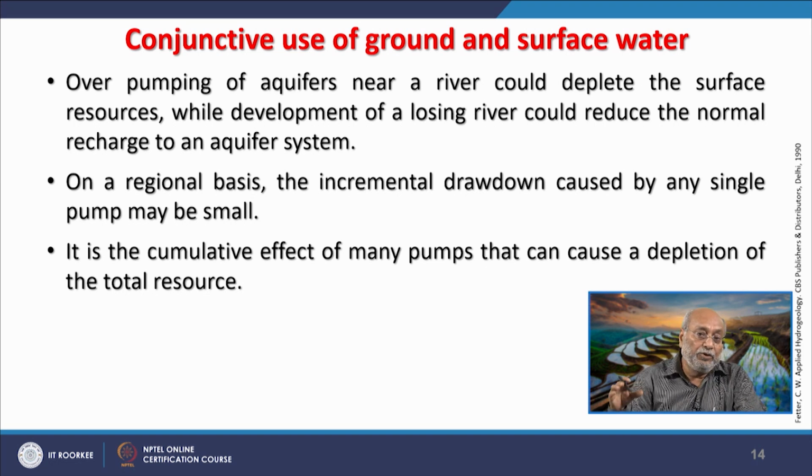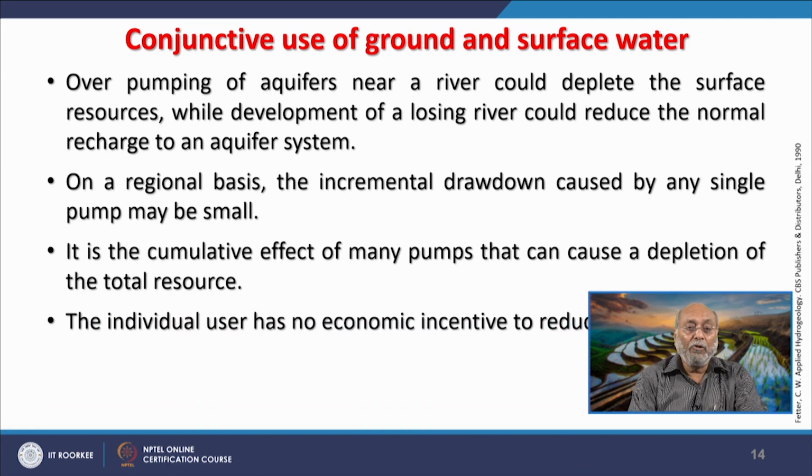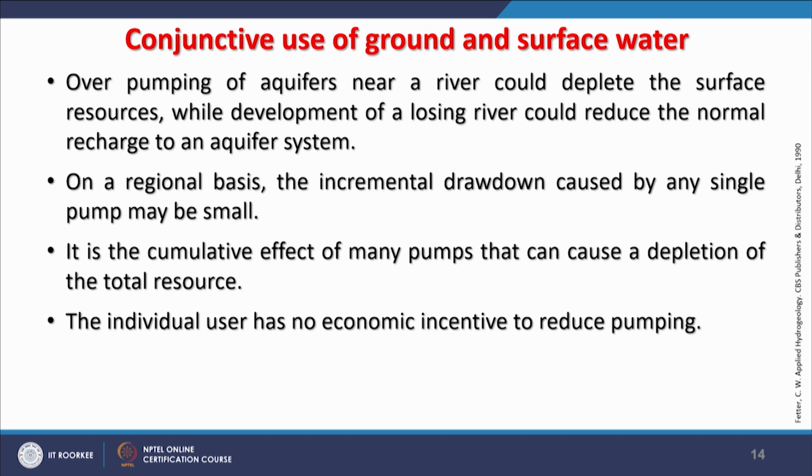If it is lowering too large an area, that means the base of that cone of depression becomes very large, and you are over-exploiting water. Then the apex of the cone will go lower and it will create problems. Not only would you be putting in more energy, but other wells in the surroundings will also be affected. So it is the cumulative effect of many pumps that can cause a depletion of the total resource. If too much water is exploited from all around, this is what is going to happen.